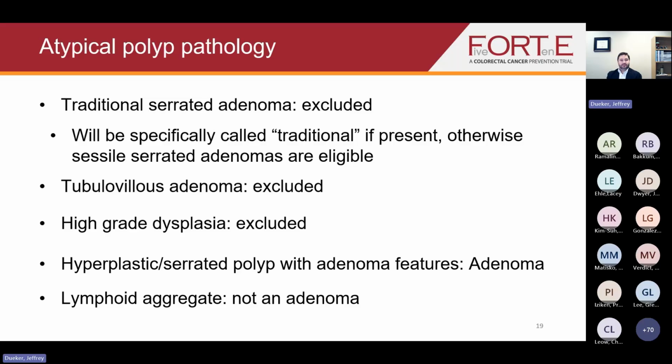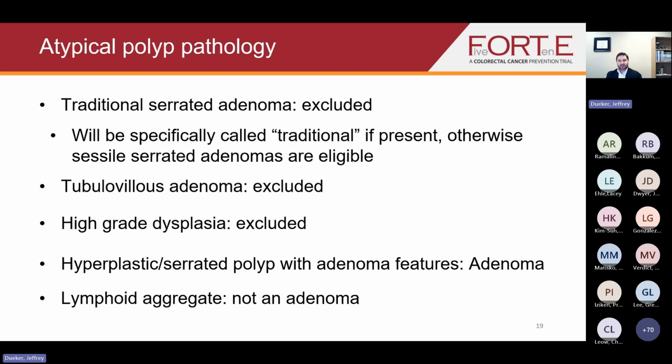You may see something where they say that there's a hyperplastic polyp, but it has serrated or adenoma features. So it's sort of in between what might be a hyperplastic polyp and an adenoma. We're just going to consider this an adenoma. So if that comes up, again, you're welcome to run it by us, but anything that has features of a serrated polyp or features of an adenoma is just considered to be an adenoma.